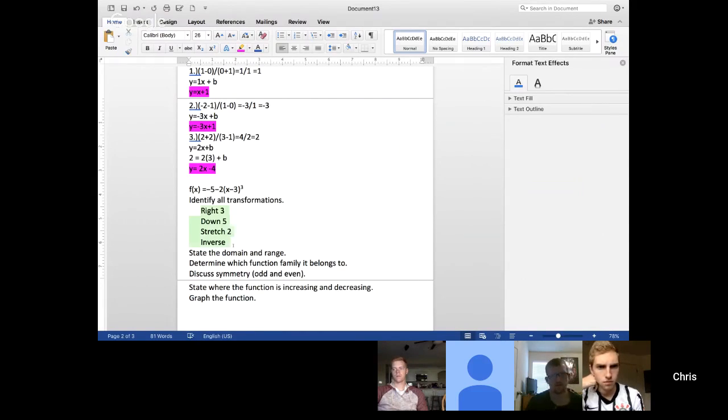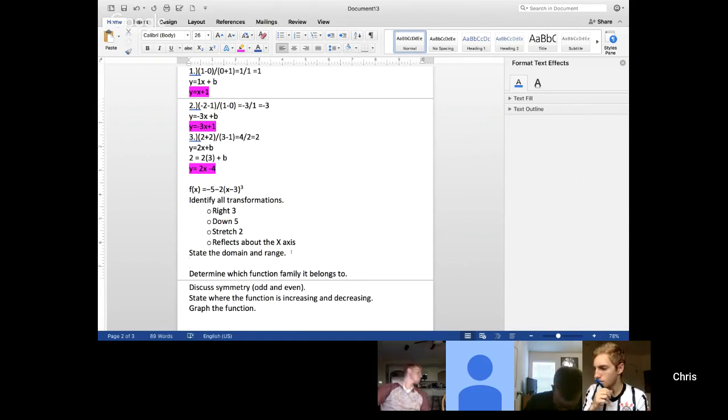I don't even know. Wouldn't you say it flips over an axis? Isn't that reflects about... Yeah, this one says reflects over x-axis. I just looked at the one that we did before. They say reflect over x-axis. That looks good to me. Okay.